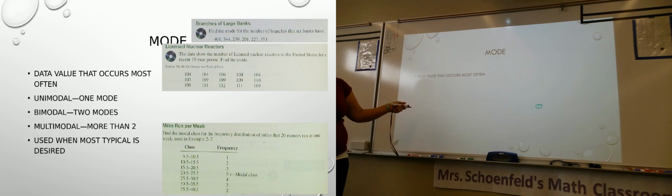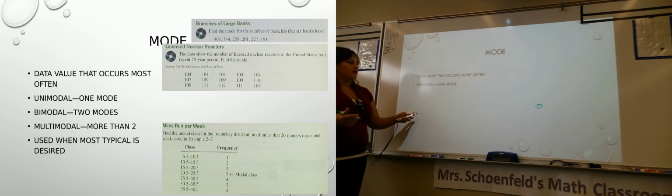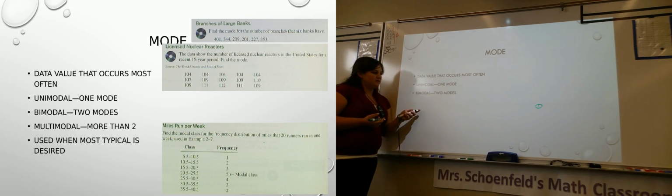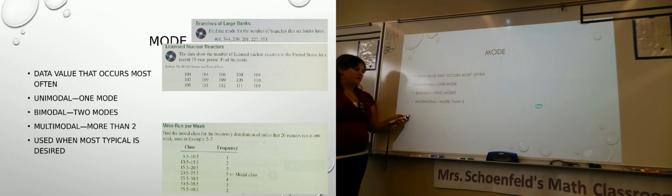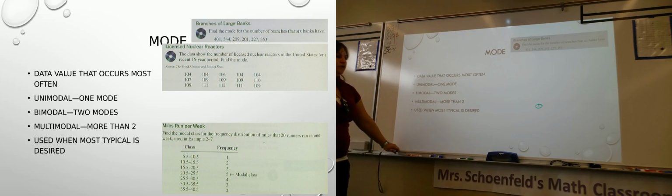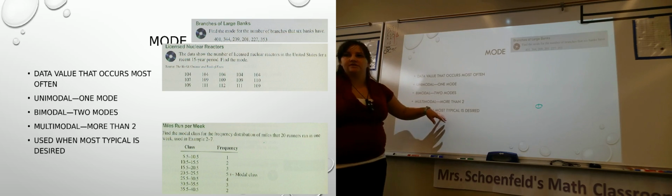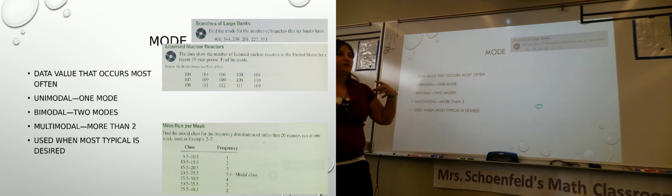Okay, mode, the data values that occur the most often. If something is unimodal, it has 1. If it's bimodal, it has 2 modes. If it's multimodal, it has more than 2. So that was with those distributions. Unimodal has 1 hump, bimodal will have 2 humps. We don't really see a lot of distributions that have more than that. Okay, used when the most typical result is desired.